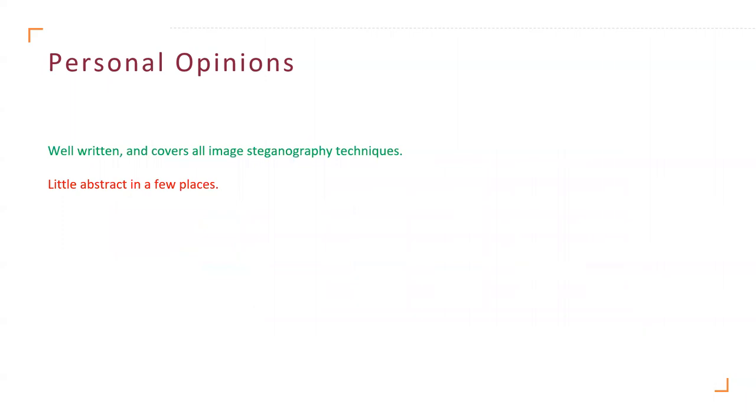So after reading this paper, I could very well understand the pros and cons of different techniques and which ones to use when. These are just my personal opinions: the paper is very well written and it covers, as far as I know, all the image steganography techniques in a good fashion. But a few things were covered in a very abstract manner, like the spread spectrum techniques. I believe that if some more details were provided on such topics, it would have been a bit easier to follow along the paper.